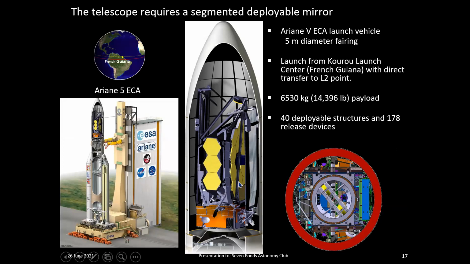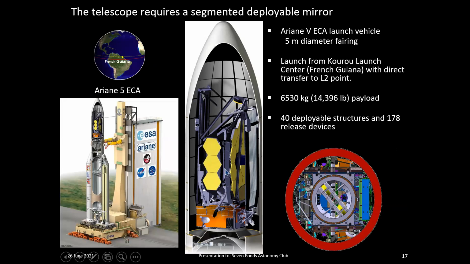We'll be flying the JWST on a French rocket called the Ariane 5. And the Ariane 5 has a 5-meter diameter fairing. So the JWST is designed to fold up and fit within that fairing. This is an end view, and you can see there's not much extra space in that fairing, but it all fits in there. And the Ariane 5 will not be launched from Florida. It'll be launched from Kourou Launch Center in French Guiana. French Guiana is on the east coast of South America. The whole payload weighs about 6.5 metric tons.